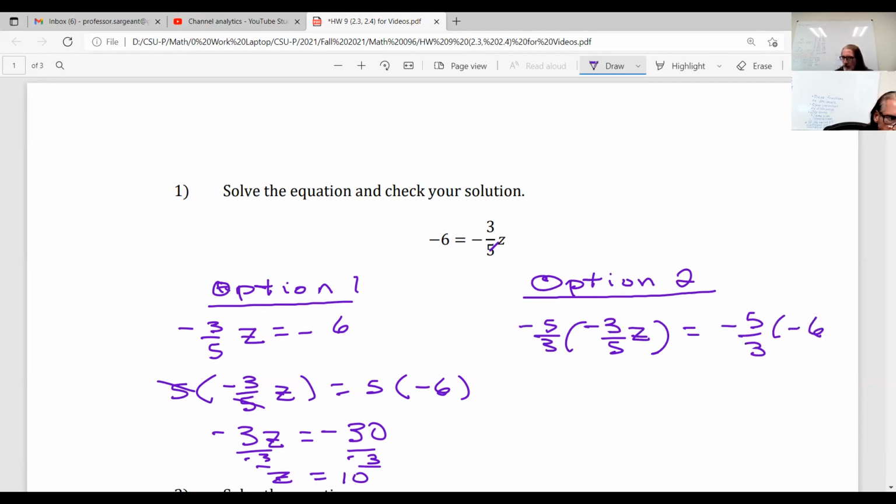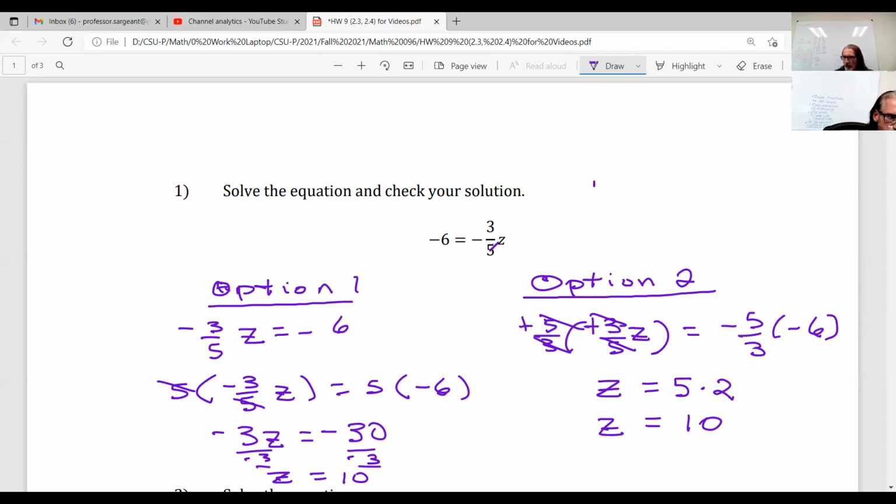In that case, the two negatives here will cancel, the 5s will cancel, the 3s will cancel, and I'm left with 1z. So I just write z. Whereas here, the negatives cancel. Our answer is going to be positive. And 3 goes into 6 twice. So it boils down to a positive answer from multiplying 5 times 2. Either way, we're getting the same answer.